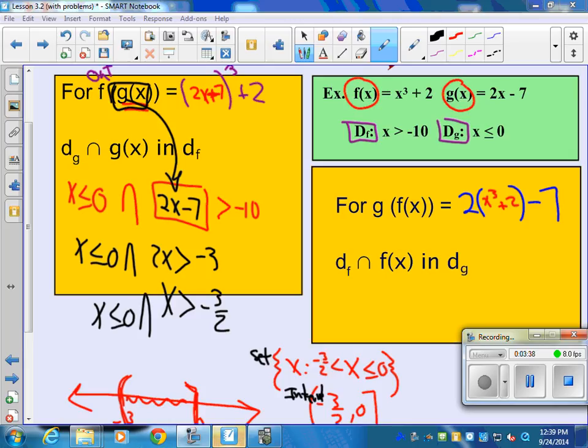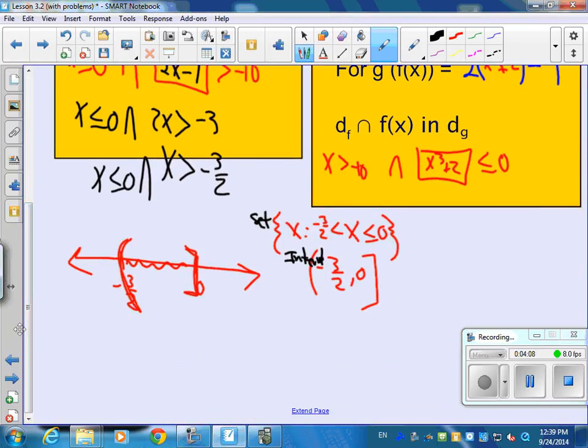So domain of f is x greater than negative 10. Remember, the little brother or little sister is the inside function, gets all the attention. Take the domain of the outside, greater than or equal to 0. We're just going to put in the inside function f of x, x cubed plus 2. Now this isn't going to look pretty, but that's all right. You have x greater than negative 10 intersect x cubed less than or equal to negative 2.